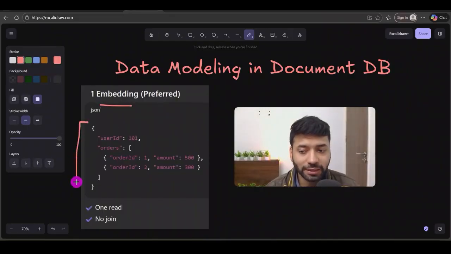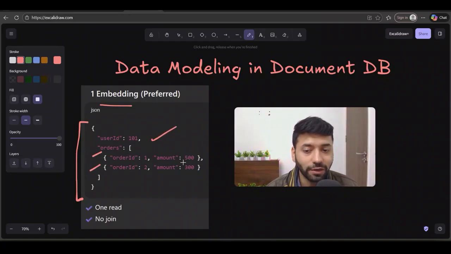You can see this is the embedding way of data modeling in a document database, in which you can clearly see the complete data is stored in a single document as a single unit. You can clearly see we have the user ID, and when we talk about the orders, we have the details of orders as well, like order ID 1 with an amount of 500, order ID 2 with an amount of 300, right? So we have details related to order ID as well. So what are the good things? You can get all the details in one read.